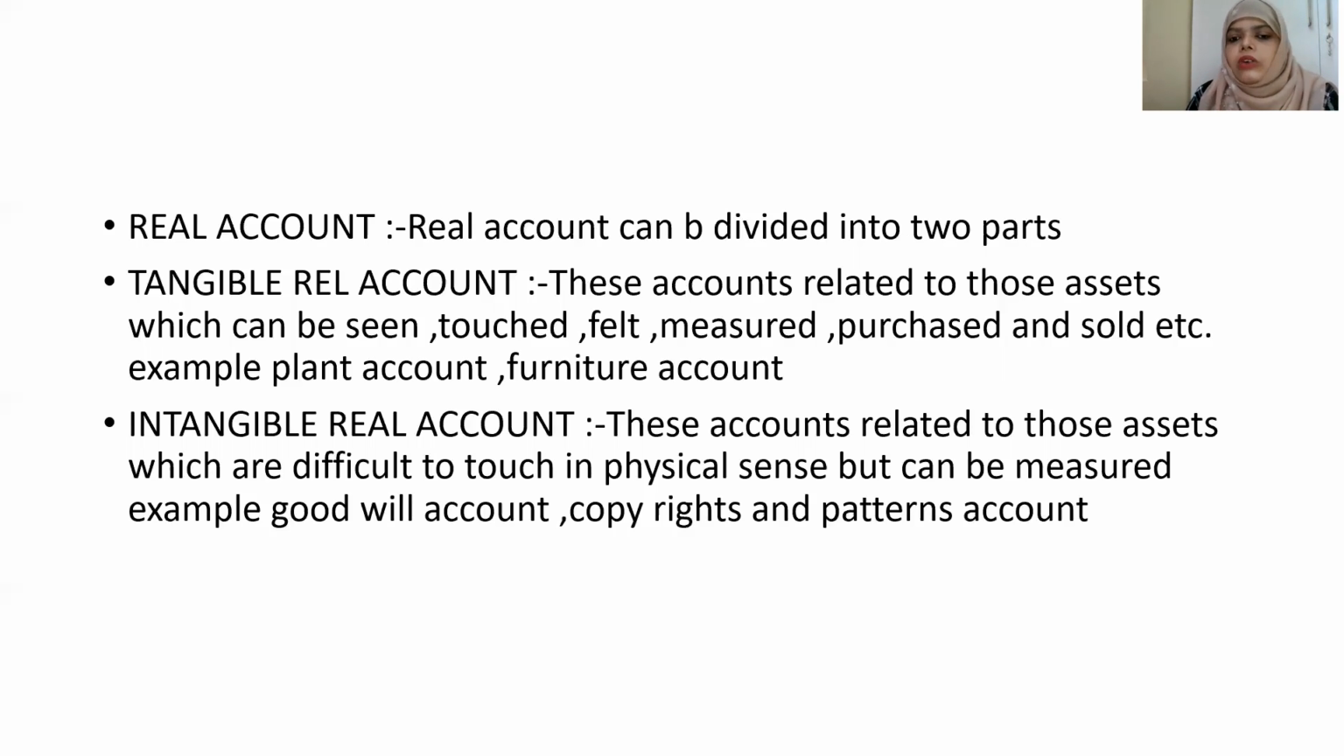These accounts are related to those assets which can be seen, touched, felt, measured, purchased, and sold, etc. Example, plant account, furniture account. So all the assets which can be seen, touched, felt, measured, purchased, and sold are called tangible assets, and accounts related to those tangible assets are called tangible real account. There is a spelling mistake on the screen.